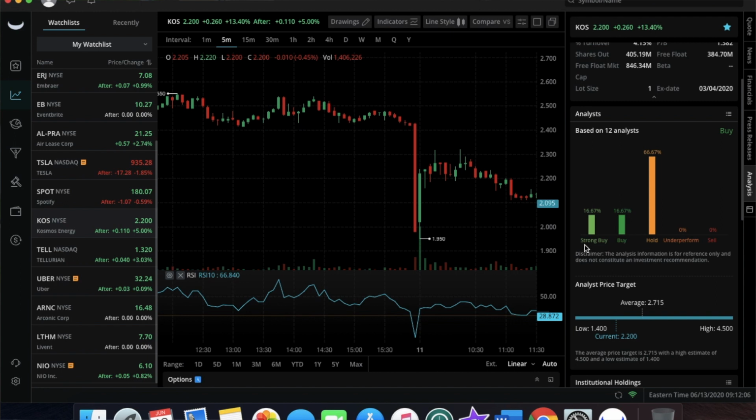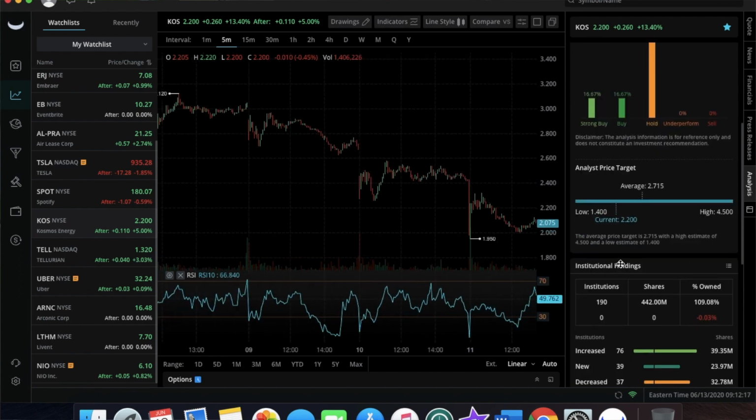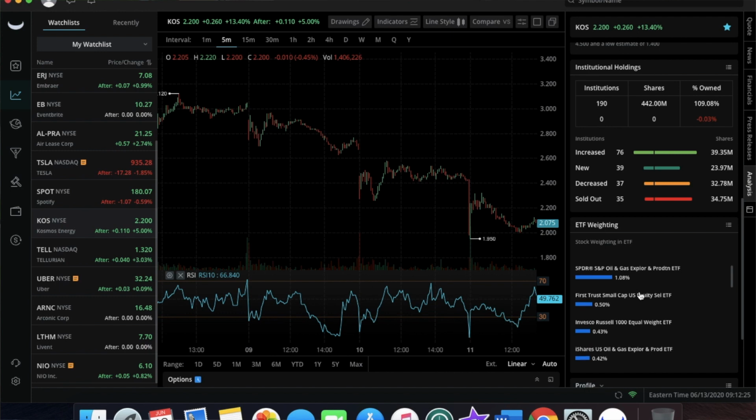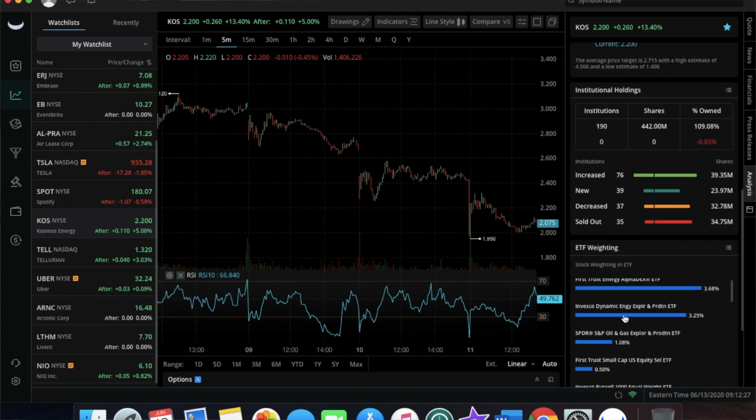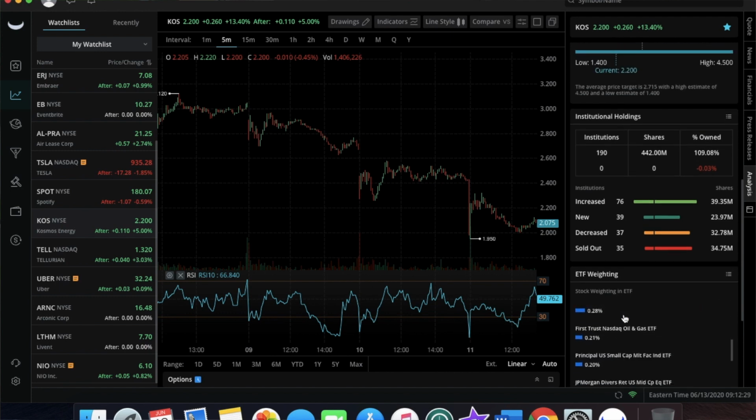They recommend a strong buy of 16%. They recommend to hold on to these shares for a later date. Average price target. There's all these different ETFs. So Cosmos Energy is a part of all these different ETFs.